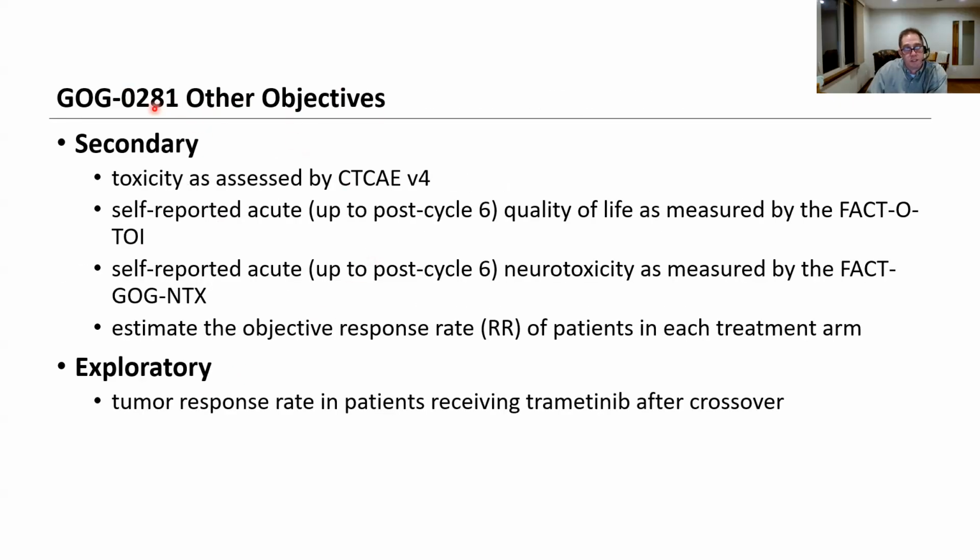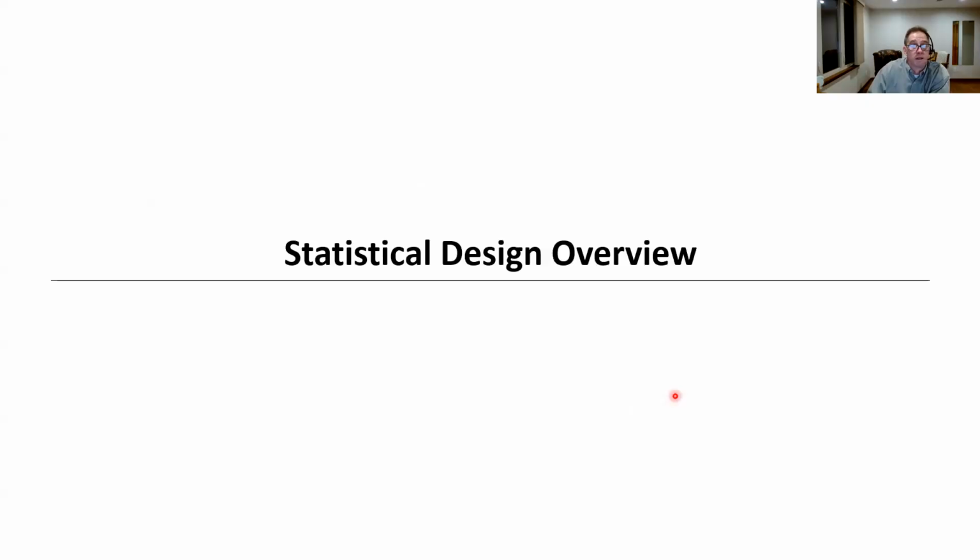Other endpoints in GOG 281 that you may or may not include in your study are toxicities assessed by the CTCAE criteria, which is now up to version 5, and self-reported acute quality of life measurements like the FACT-O or the FACT-O-TOI. GOG-NTX is a self-reported acute neurotoxicity measure, patient-reported outcomes. Exploratory analysis gets a tumor response rate in patients receiving trametinib after crossover. There were some others that I have not listed here.